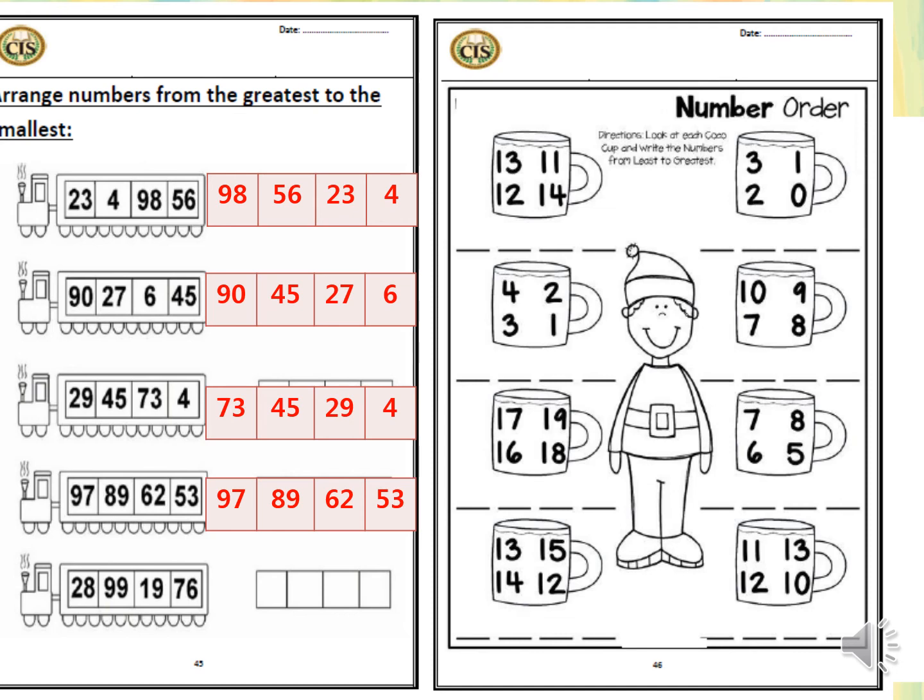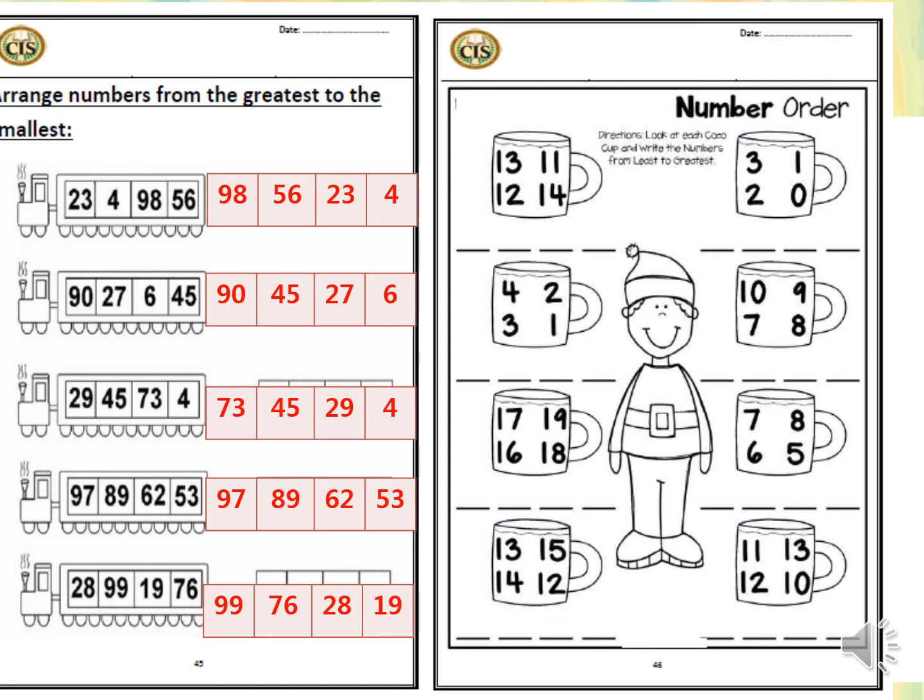The last one here, we have 28, 99, 19, 73. I start with the greatest number. It will be 99, 73, 28, and then 19.